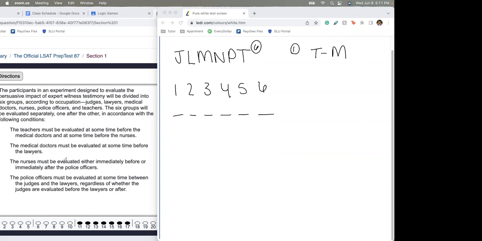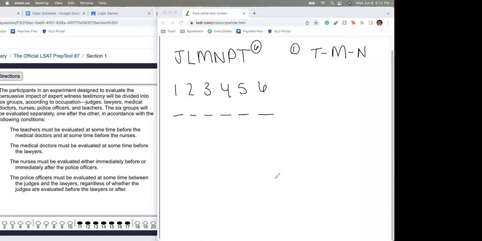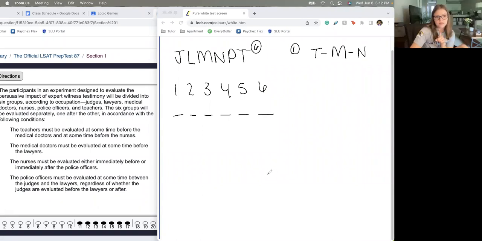Teachers and medical doctors have to be before nurses. So you're saying something like this? Yeah. I was going to say, do I have to make a separate chain or I can just combine them all? So we'll talk about combining, because we're going to combine some chains in this game. So we'll talk about combining stuff in a minute.